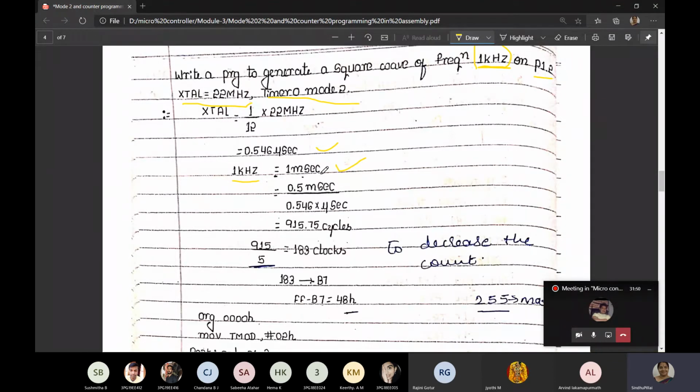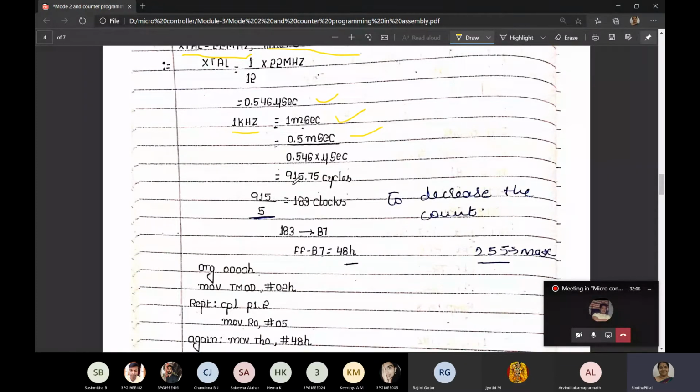This is for one complete period. We don't want the complete T. We'll take only half of it. So half of 1 millisecond is 0.5 milliseconds. This 0.5 milliseconds is divided by 0.546. So you'll get one number, 915. This number is important.